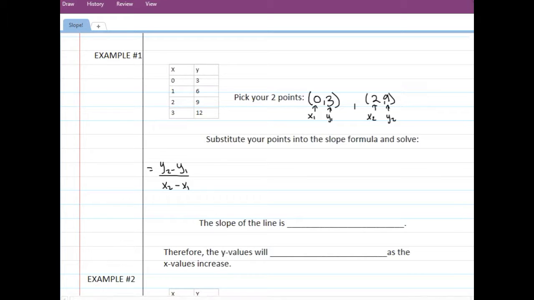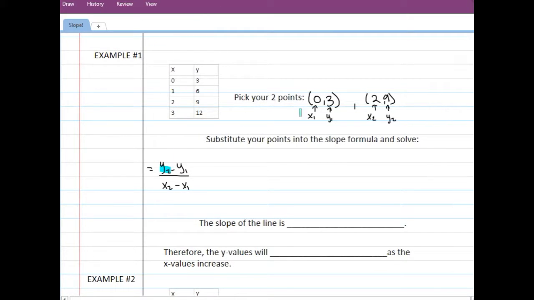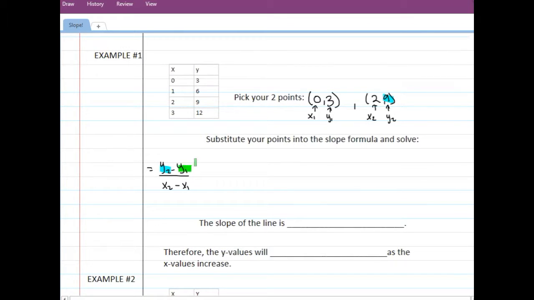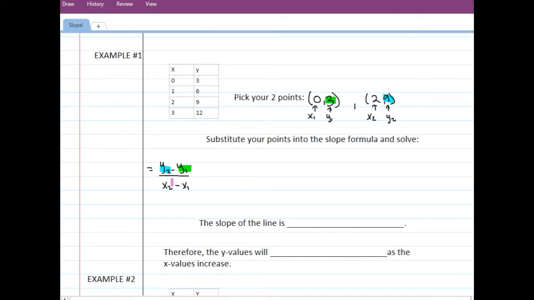And let's highlight all the corresponding values. So y2 is 9, and we're going to highlight it blue. y1, we're going to highlight green, and it's 3. And for x2, we're going to highlight it pink, and x2 equals 2. And the last one, x1, is 0.